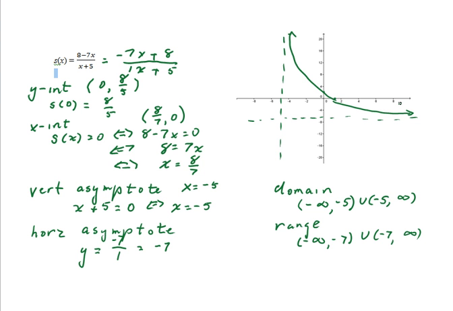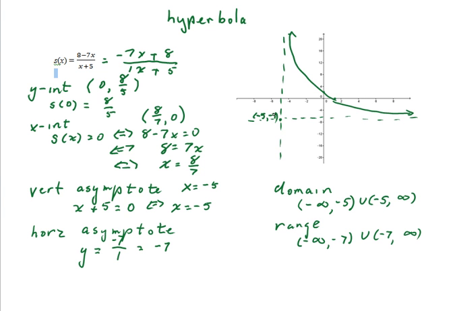But this is only one branch of the hyperbola. Here, this shape is called a hyperbola. And the other part of the curve is going to be symmetric with respect to where the two asymptotes cross. And so in this case, that's (-5, -7).